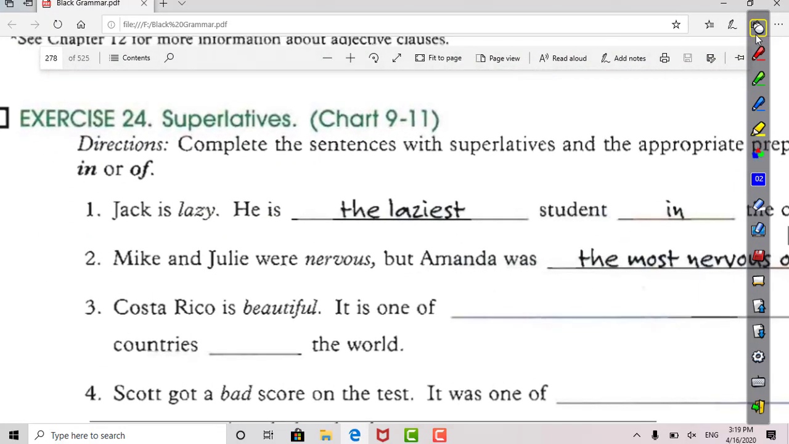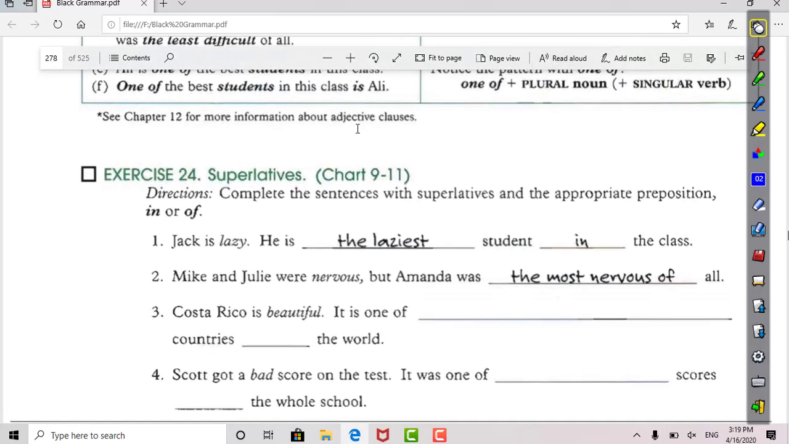All right, so I will try to see this one. Okay, look at this one. Okay, Jack is lazy. He is the laziest student in the class. What about this one? B2. Mike and Julie were nervous, but Amanda was the most nervous of all. What about this one? Costa Rica is beautiful.